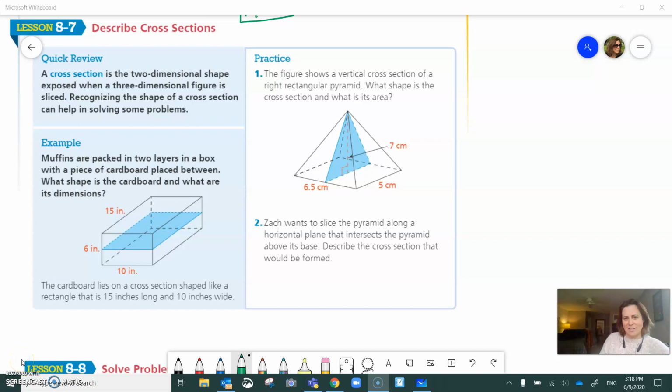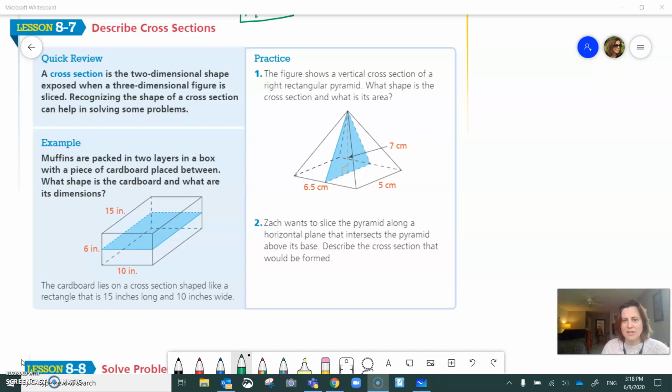8-7 is on cross sections. A cross section is a two-dimensional shape that happens when you slice through a three-dimensional shape. When you slice things vertically, it's going to typically match, but maybe be a different size as a side of the figure, and if it's horizontal, it's going to match the base.